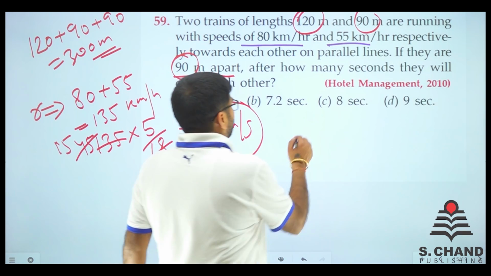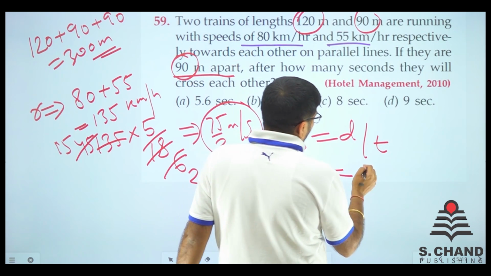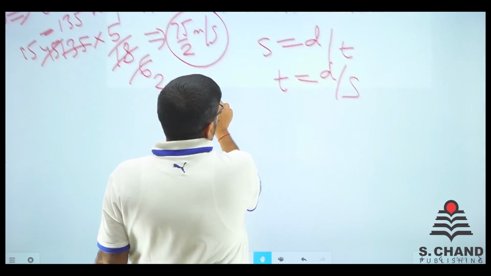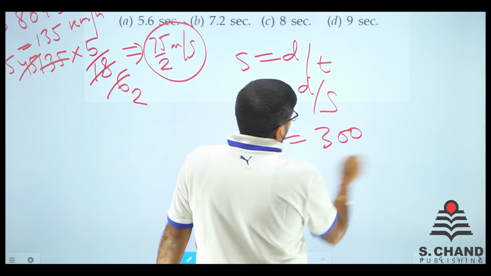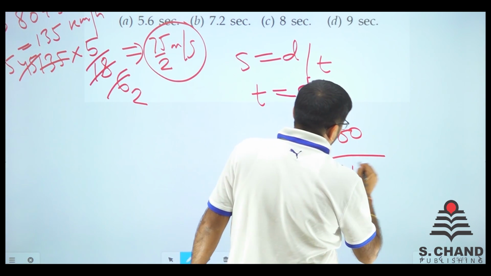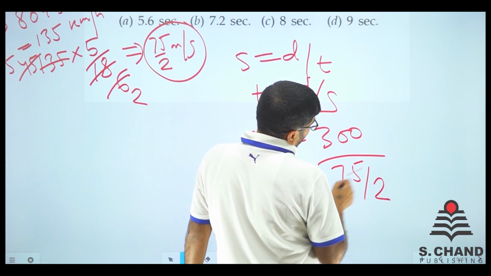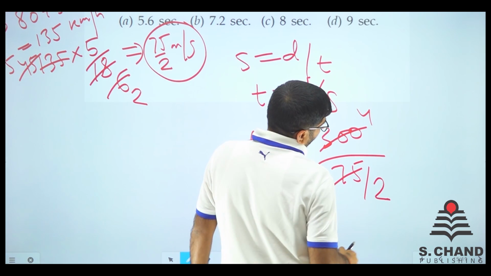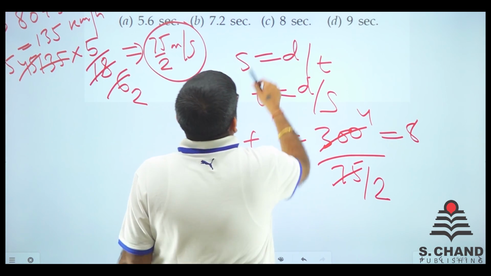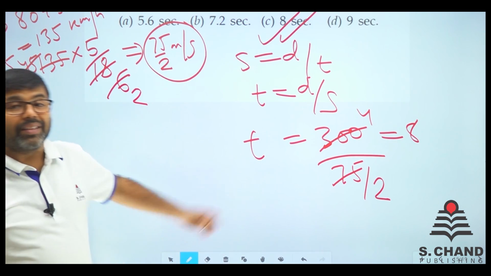We know speed is equal to distance upon time, so time is equal to distance upon speed. Distance is 300 and speed is 75 by 2. So we have 300 by 75 by 2, and that is the total time taken. So 75 into 4 is 300, and 4 into 2 is 8 times. So it takes 8 seconds. Is there any option like 8 seconds? Here we go. 8 seconds is there and that is the answer.